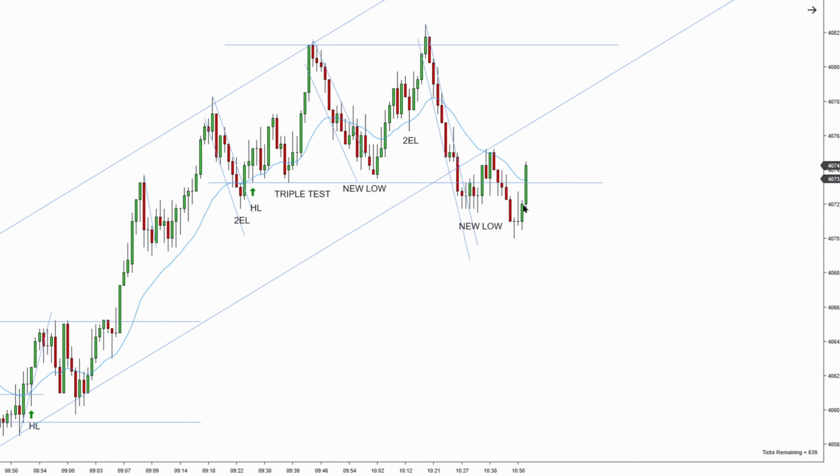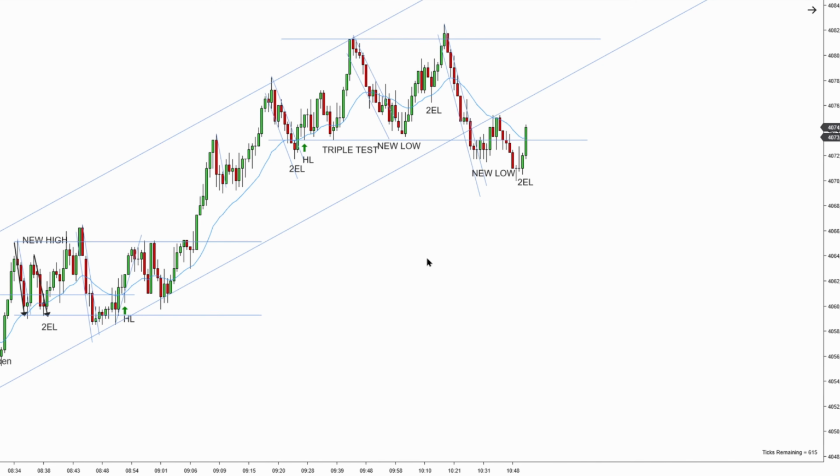I want to briefly talk about this high low second entry long because you have a micro double top, first entry long, pullback, second entry long. And this is a very tempting setup, but this is definitely more advanced. Why is this a decent setup? Well, because the main bias for the day is clearly a bullish channel. This is the first break of this bullish channel.